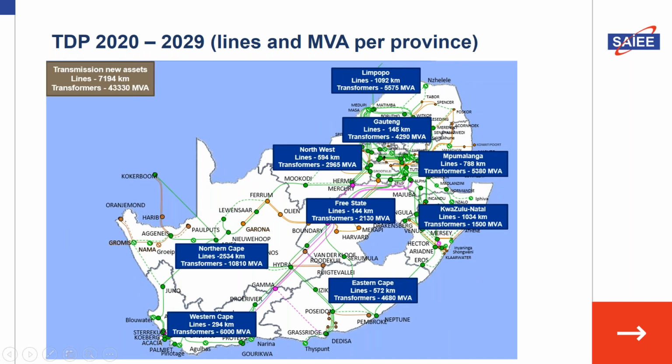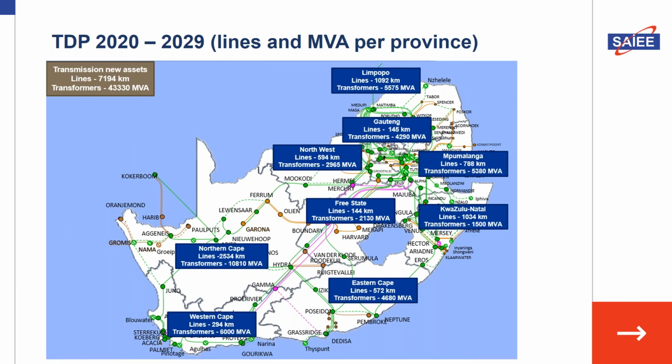The next slide just gives you an indication in terms of the amount of lines and transformation that will be required per province across the country. So within the next 10 years, we're looking at roughly just over 7,000 kilometers of lines that need to be built, as well as about 43 gigavars of transformation capacity that will be required.